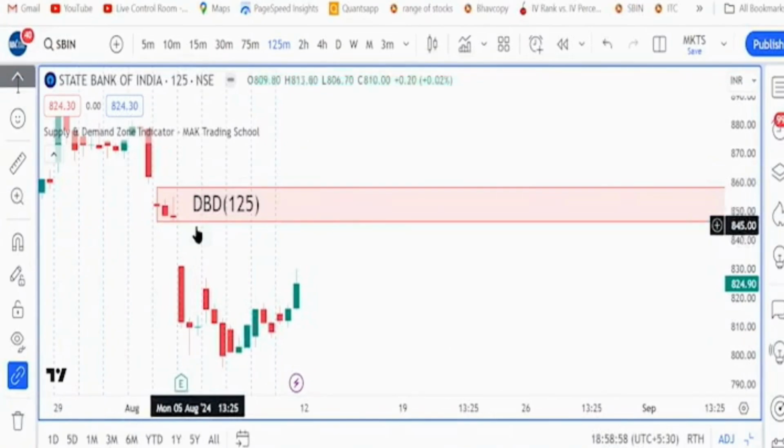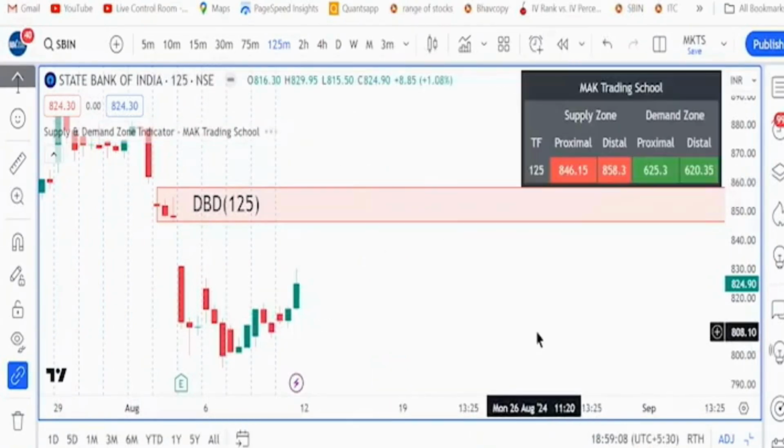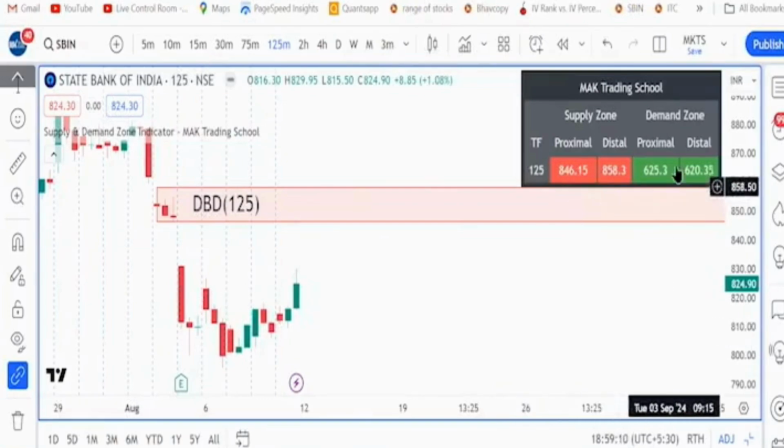So if you see this, the indicator has identified the level. Drop base drop, 125 minutes is the time frame. And from the indicator, you can even enable the display table, which will tell you the coordinates of the proximal and distal line of the supply and demand zone. So automatic plotting is done by the indicator. So this makes life much, much simpler for you.